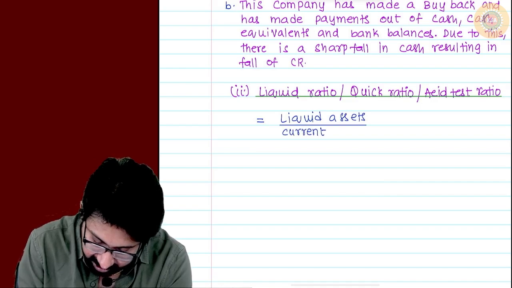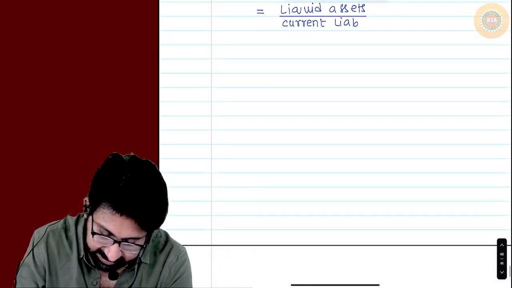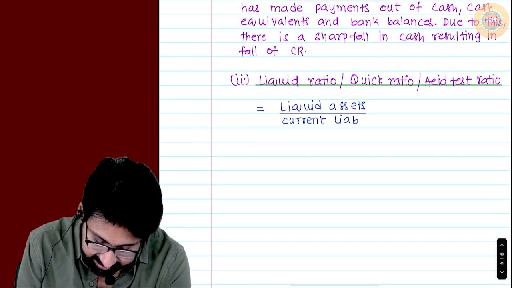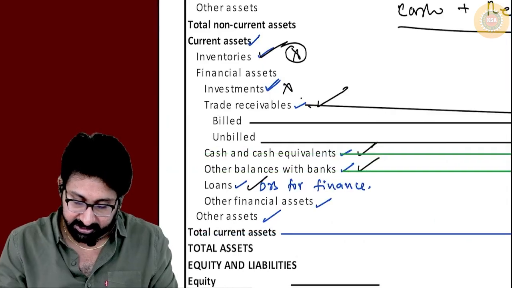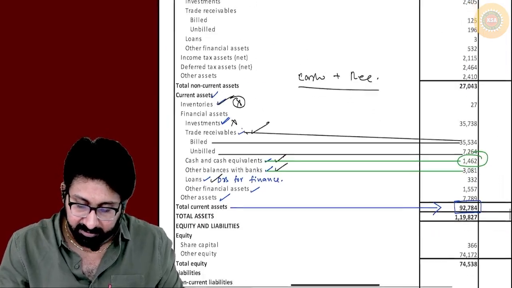Now there will be a sharp fall. Why will there be a fall? Can you please explain to me? Cash is reduced significantly. Okay, first, everyone, what are all the liquid assets?